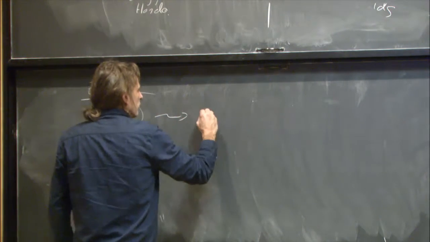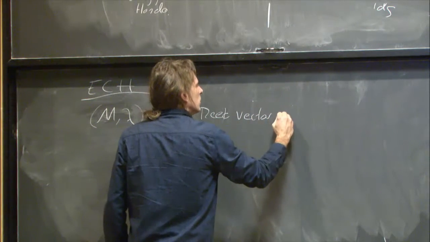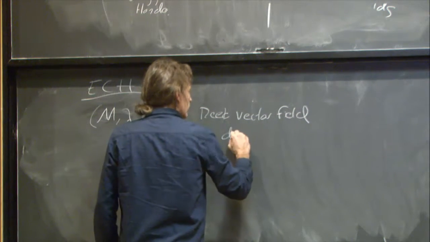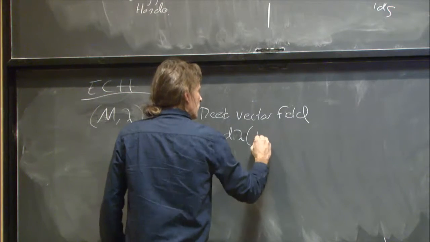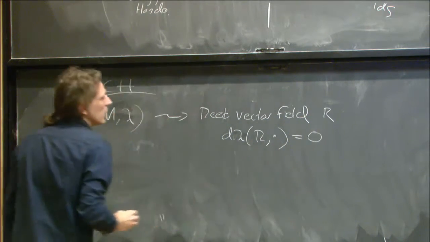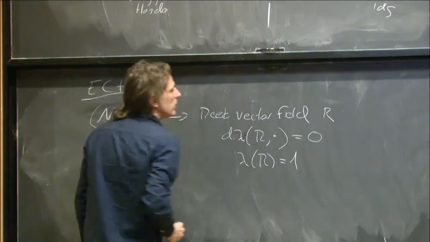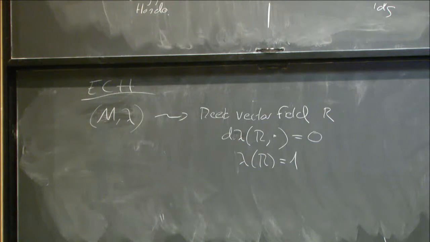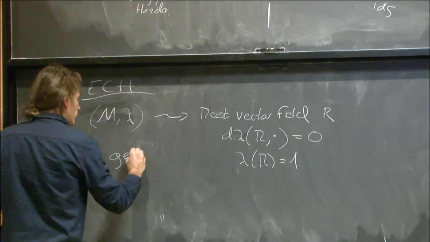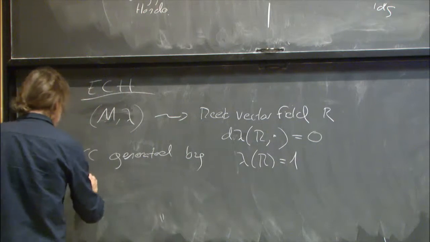From this one gets a Reeb vector field, which is just the one that sits in the kernel of d lambda, and then we normalize it by lambda of R to be 1. And then the homology theory is that the chains are generated by collections of these, certain orbit sets.